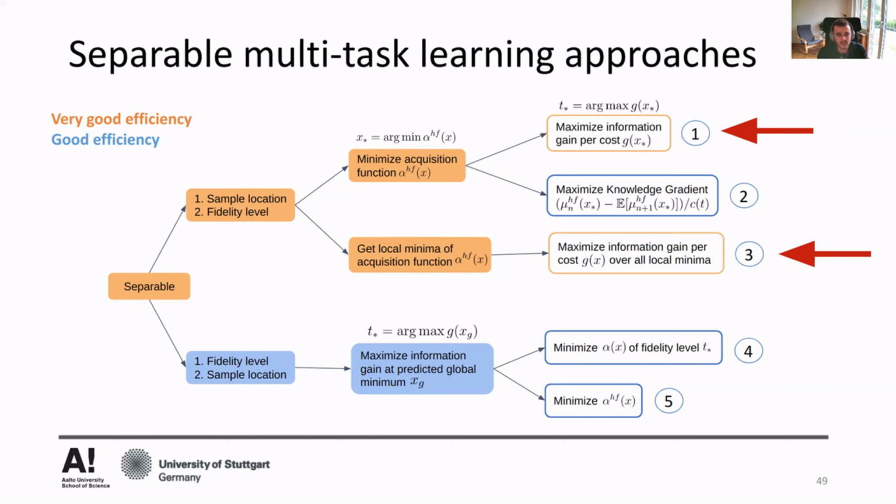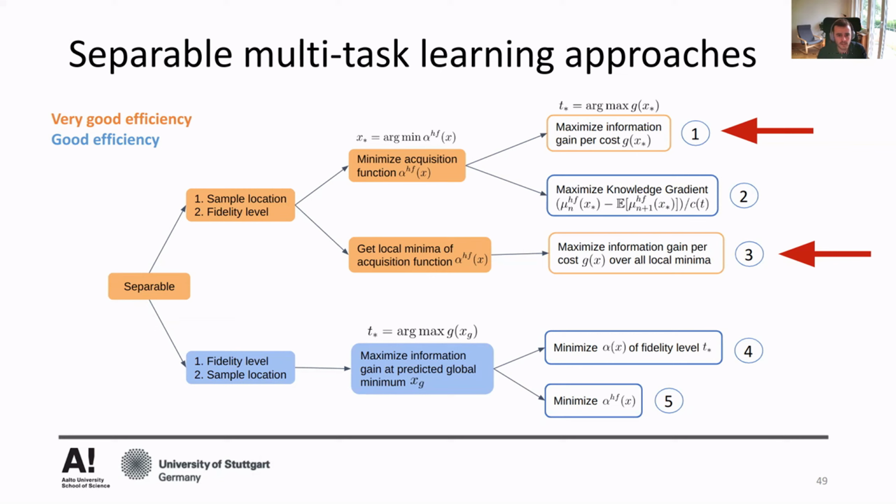And this is the multitask approach that I mentioned before that Ulpo has been working on. And in this approach number 3, I'm using all the local minima from the acquisition function, and I maximize the information gain per cost for all the local minima, and then pick the tuple X and T for which this quantity obtains the maximum value.